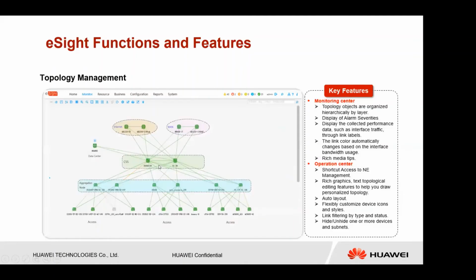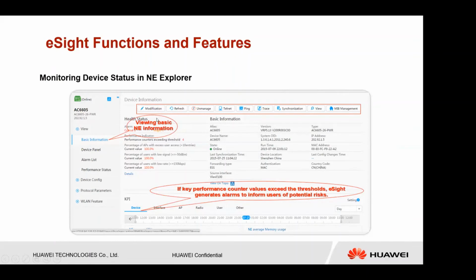There are many things that you can monitor on the device, such as the basic information, which includes the device version, the device type, the IP address, or maybe some MAC address. And you can also monitor the KPI of the device.